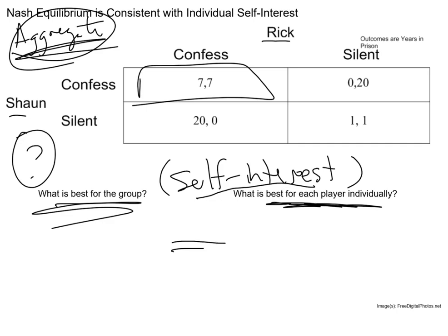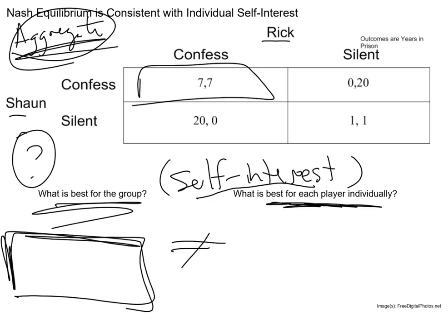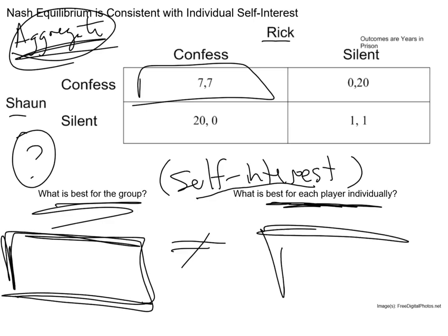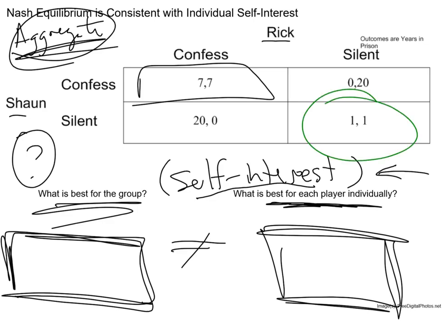But do those two things match up? No. This is why we look at the prisoner's dilemma, because it's a case where what is best for the group is not necessarily what is best for each of these individuals. If each of these individuals pursue their own self-interest, we will end up with confess. But is that what's best for the group? Lord, no. What's best for the group is for both of these guys to keep their mouths shut and remain silent. Why can't they get to this point?